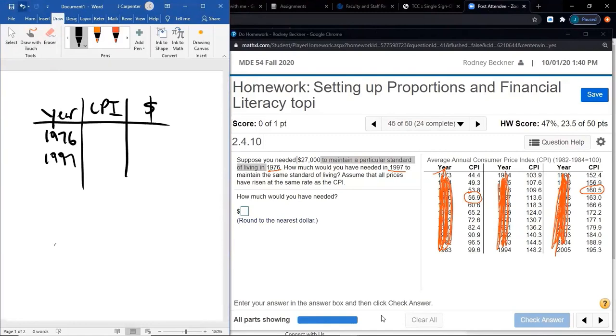So in 1976, that CPI was 56.9. In 1997, it was 160.5. The dollar amount we needed in 1976 to live was $27,000. And we don't know how much we need to live in 1997. This is a much better table setup. Now, I didn't actually have to label the years at all. I could just leave this a little more vague and say, okay, for one particular year, its CPI was this much and we needed this much. And then in another year, the CPI was this much and we'll need, well, an unknown amount.